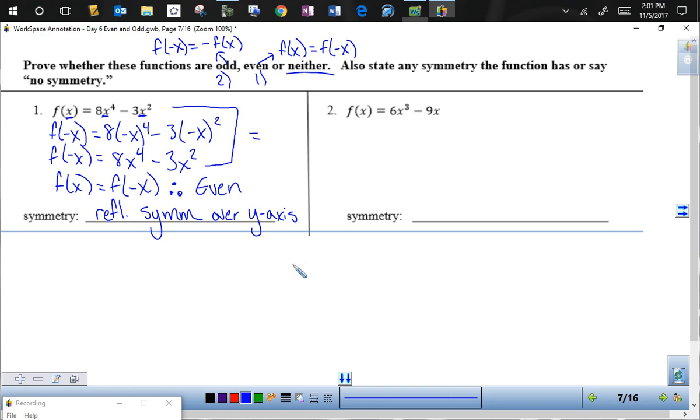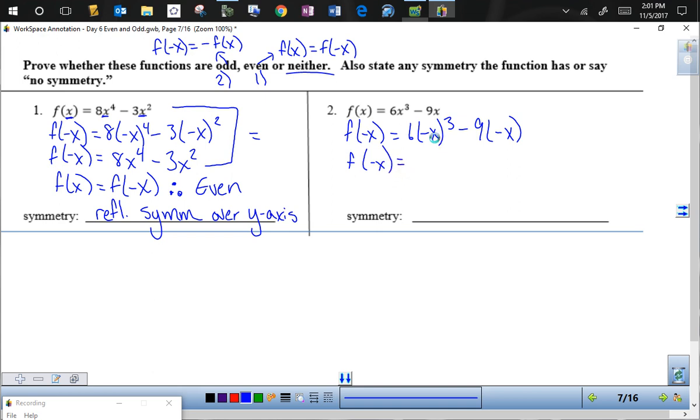And we're done with that proof. Okay, taking a look at the second one over here, we've got f of x equals 6x cubed minus 9x. Our first thing we look at is f of negative x. So I've got f of negative x equals 6 times negative x cubed minus 9 times negative x. We need to simplify that so we can compare.